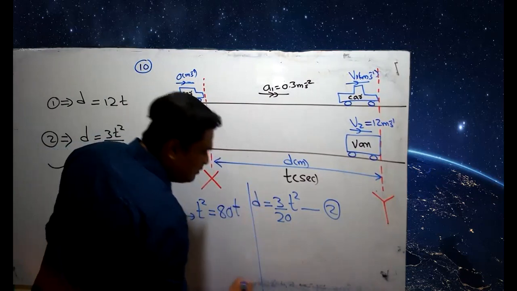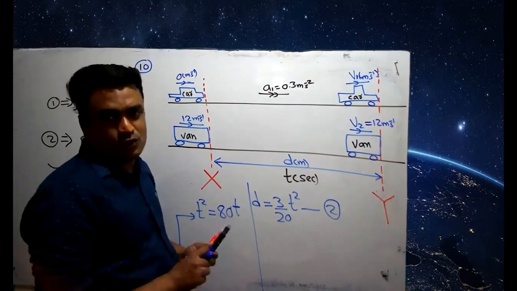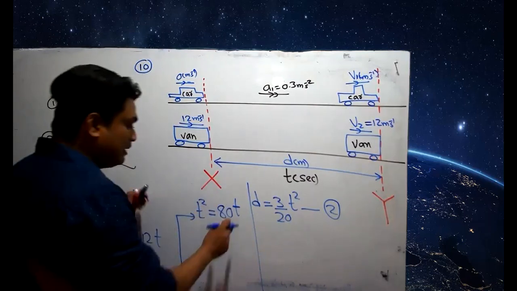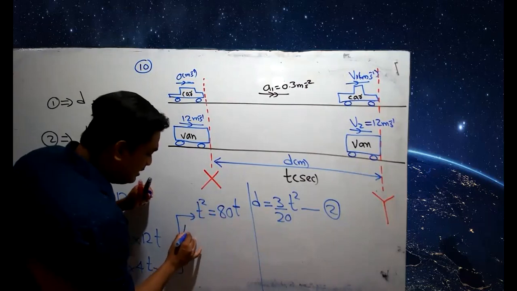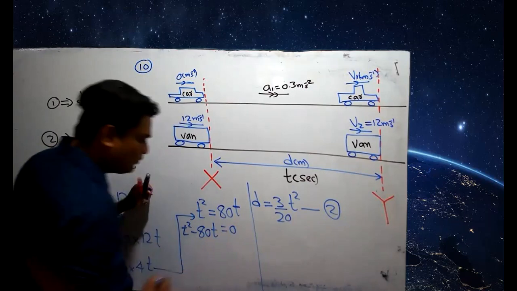There are 2 methods to simplify, but I would like to follow the method that we used in pure maths to solve this equation. It's better if you know this result also. Let me take 80 times t to this side. t square minus 80 times t equals 0.